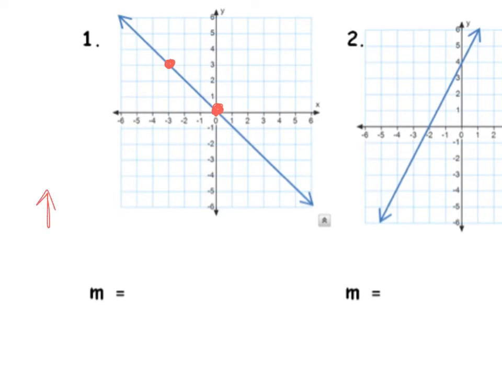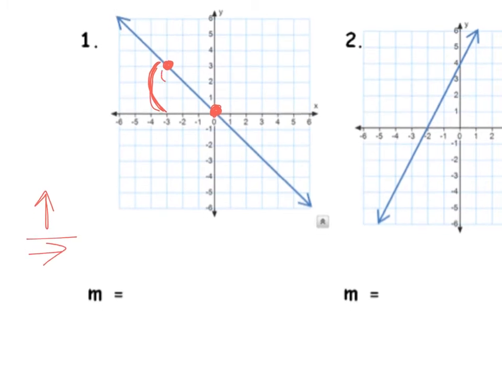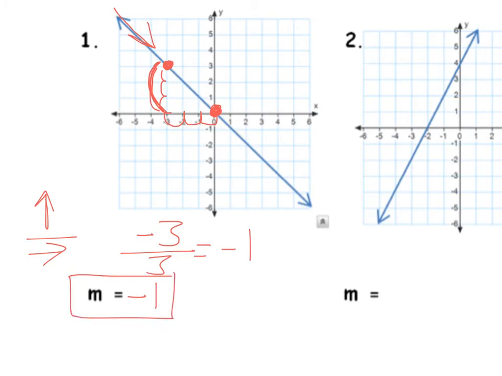So we have to figure out the rise over the run. How much do we go up from this point to this point? We're actually going down 3 steps because this line is going downhill. So we're going down 3. And how long does it take us? We have to go over 3 steps to get there. So negative 3 divided by 3 is just negative 1. And that is our slope.